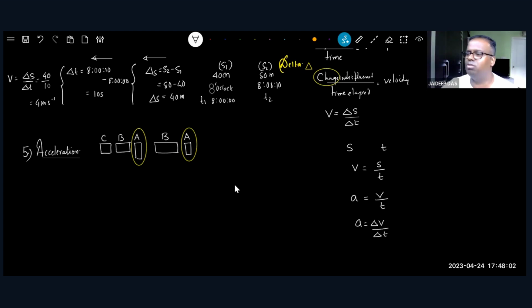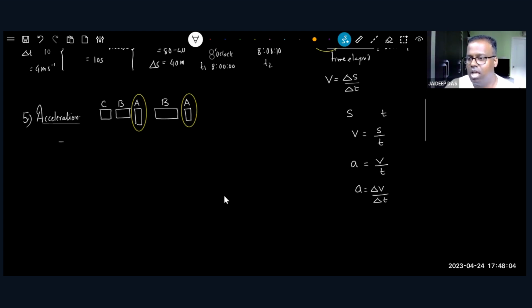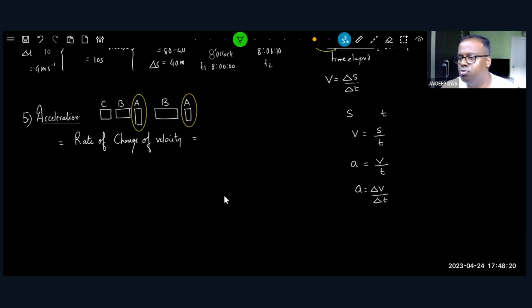Let's now understand. Here's our definition. What is acceleration? Acceleration is rate of change of velocity. First, let's try to get the feel of it. What is rate of change of velocity? Whenever you hear this word rate, I told you, think of time. That means velocity over time. This is the theory part.